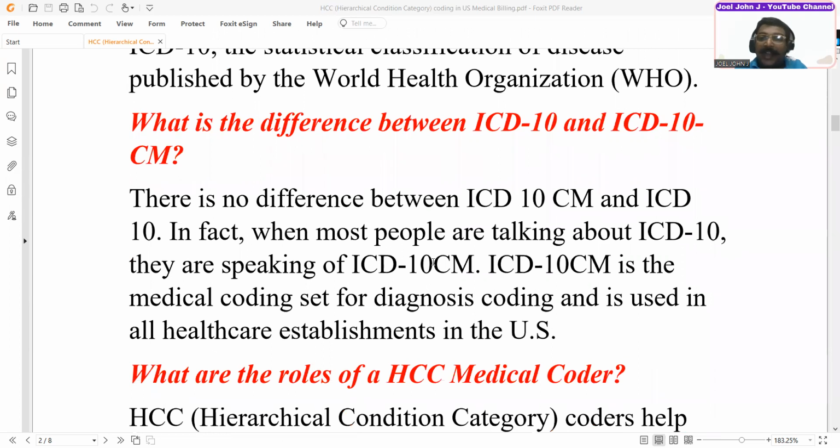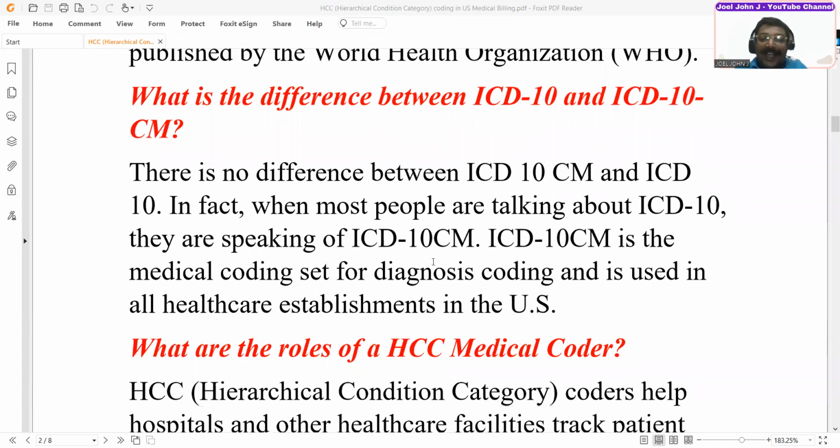What is the difference between ICD-10 and ICD-10-CM? There is no difference between ICD-10-CM and ICD-10. In fact, when most people are talking about ICD-10, they are speaking of ICD-10-CM. ICD-10-CM is the medical coding set for diagnosis and condition, and is used in all healthcare establishments in the United States, that's US.